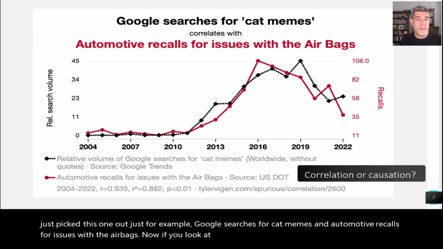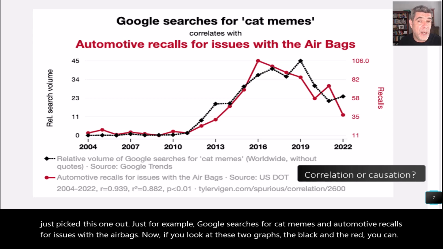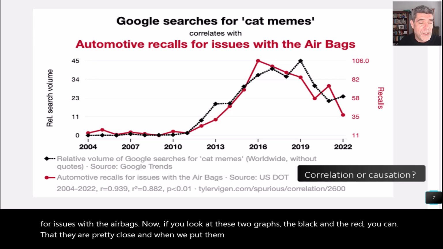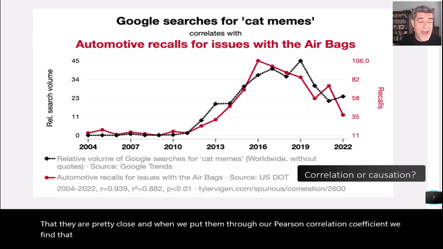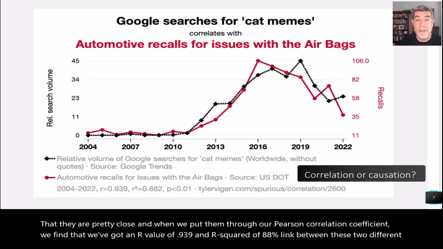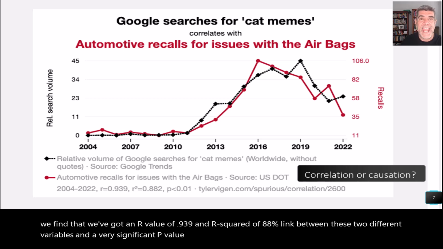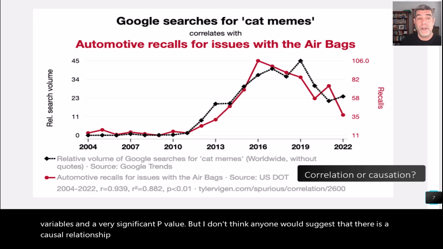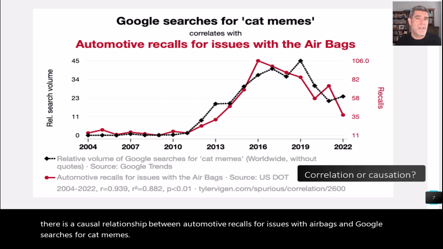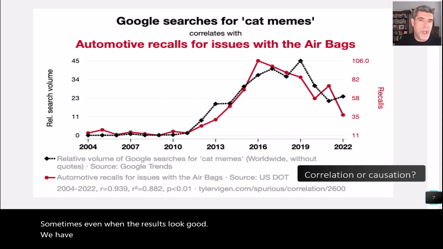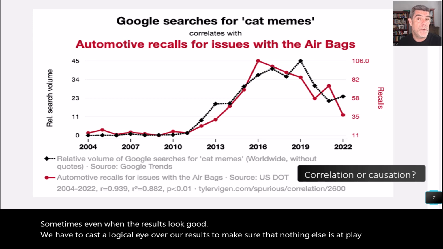Now, if you look at these two graphs, the black and the red, you can see that they are pretty close. And when we put them through our Pearson correlation coefficient, we find that we've got an R value of 0.939, an R squared of 88% link between these two different variables, and a very significant p-value. But I don't think anyone would suggest that there is a causal relationship between automotive recalls for issues with airbags and Google searches for cat memes. Sometimes, even when the results look good, we have to cast a logical eye over our results to make sure that nothing else is at play and the relationship that we're seeing is a real one.